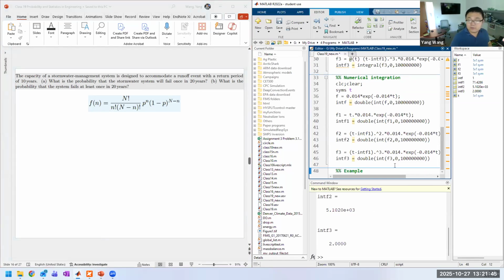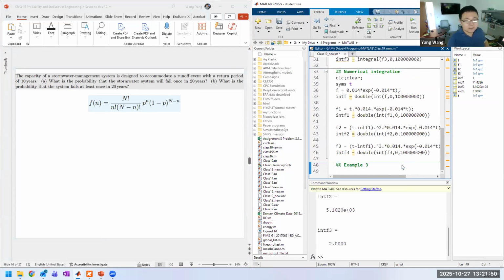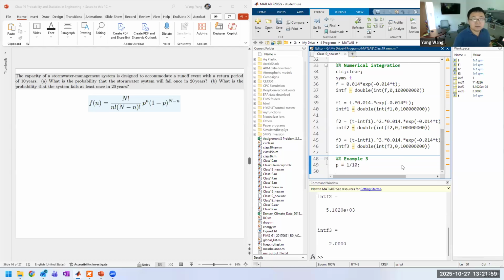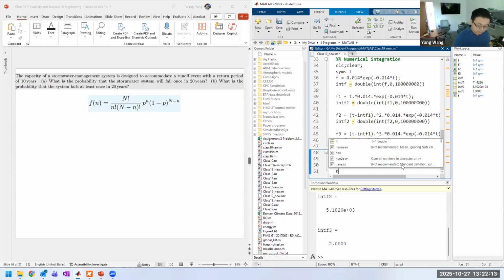This is example number 3, right? So we know that we're talking about the probability P, which is the exceedance probability, is 1 over 10, because it has a return period of 10 years, right? So the exceedance probability is 1 over 10%. And then the capital N we're talking about is 20 years, right? So the number of this event happening, first we're talking about one event, right?